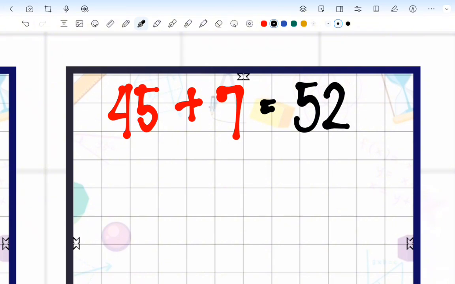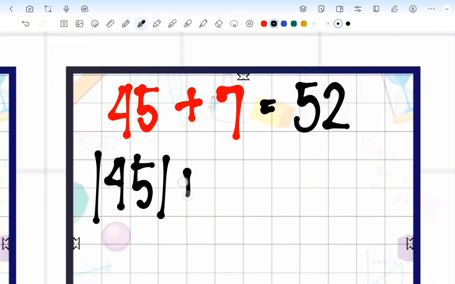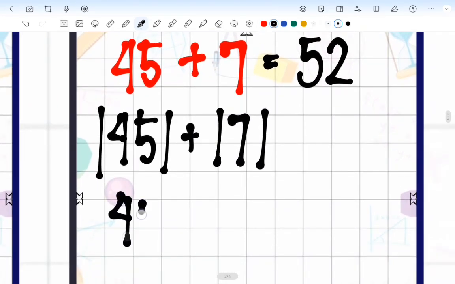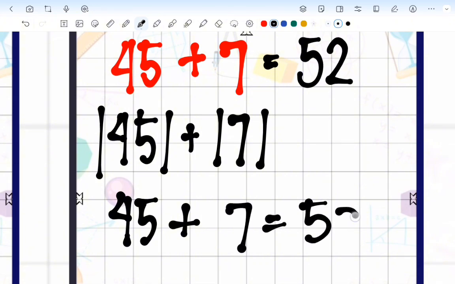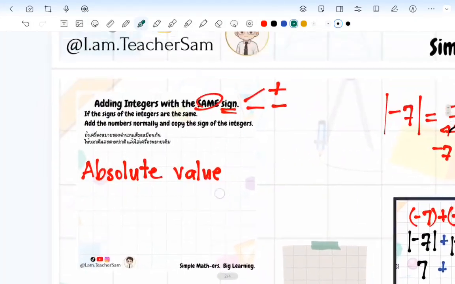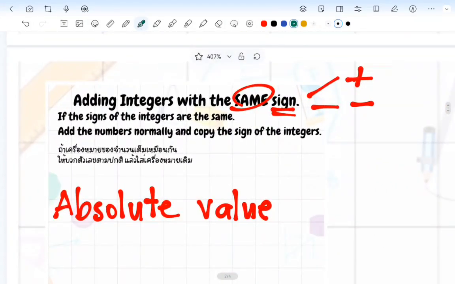But if we're going to do the step-by-step process, that is getting the absolute value of 45 plus the absolute value of 7. The absolute value of 45 is 45, plus the absolute value of 7 is 7, which gives us 52. And it is positive, but we don't have to put the sign anymore because the two integers that we have, 45 and 7, are both positive. So to cut the story short, we are just going to add the numbers normally, and then we are just going to copy the sign of the integers.